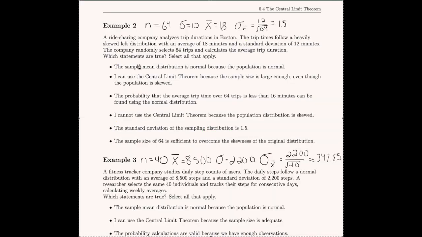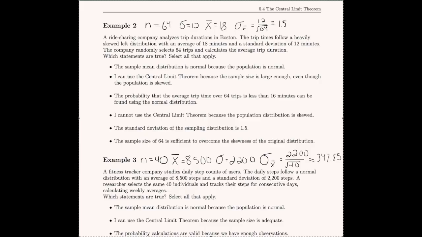All right, looking at example 2, it says a ride-sharing company analyzes trip durations in Boston. The trip time follows a heavily skewed left distribution with an average of 18 minutes and a standard deviation of 12 minutes. The company randomly selects 64 trips and calculates the average trip duration. We're going to decide whether or not the central limit theorem applies here, and then we're going to make sure that we indicate whether these statements are true or false.